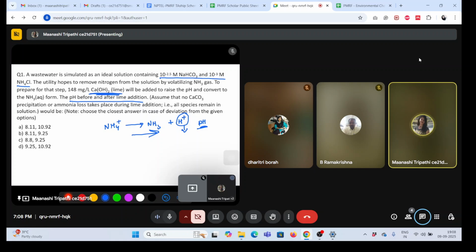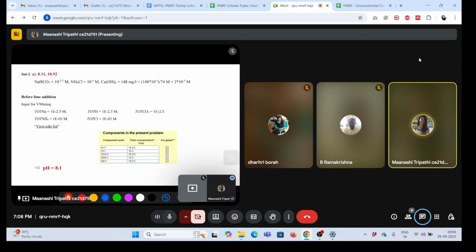Okay, we'll see the solution. So pH is 8.11 and 10.92. We have seen that sodium bicarbonate was 10 raised to power minus 2.5 molar. Ammonium chloride is this much. Calcium hydroxide we have added, we need to convert them into molar, so that the similar values we can feed in our Visual Mintech. So what is total sodium?